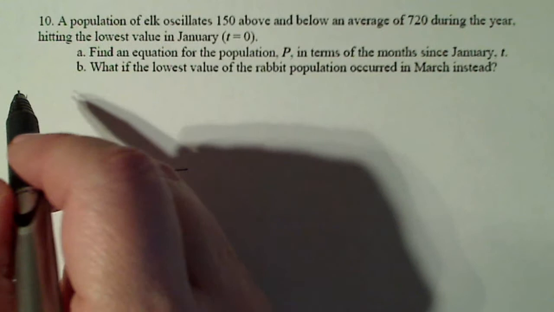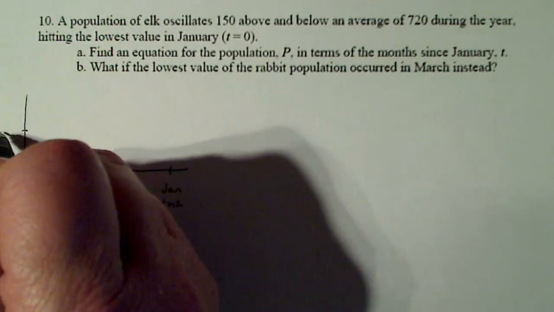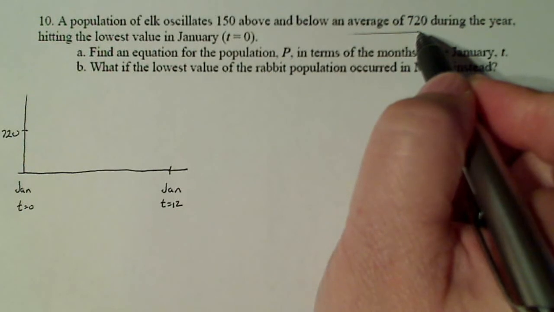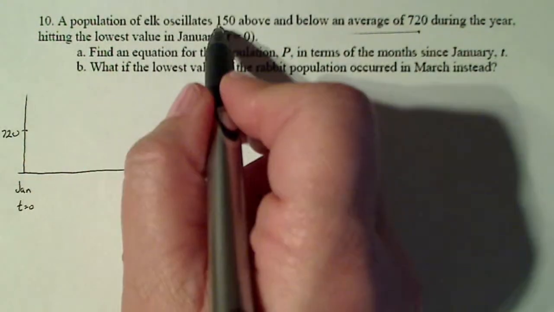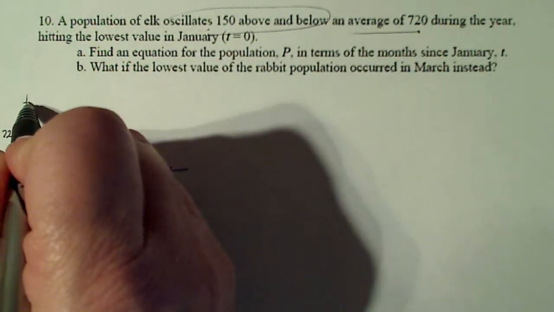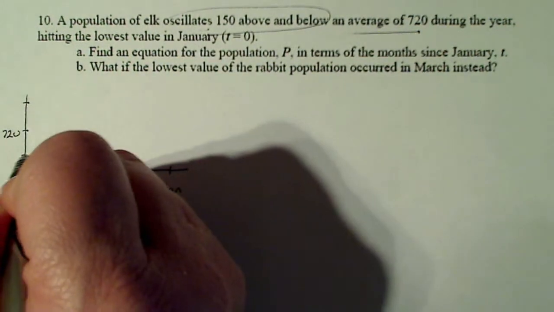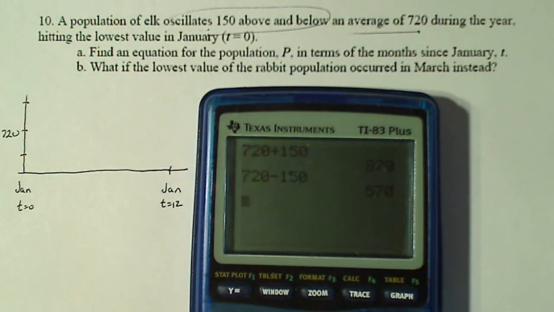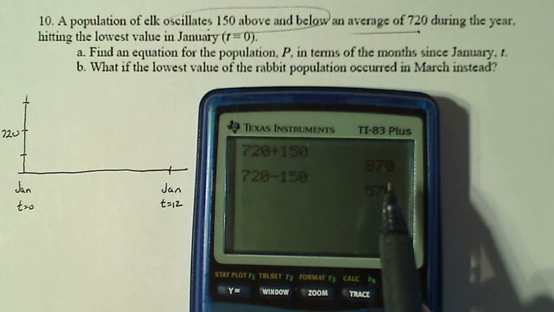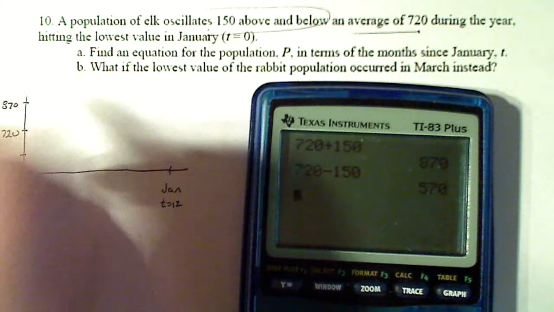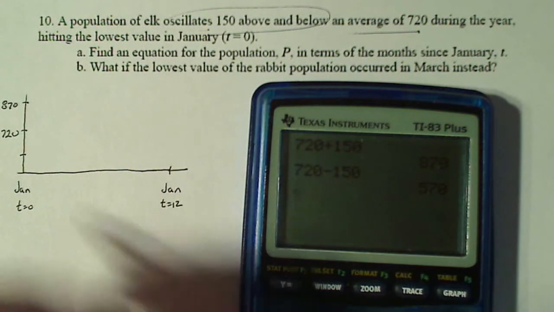Now, my midline is at 720 because that's the average during the year. And it oscillates 150 above and below. So 720 plus 150 is this high point, and 720 minus 150 is the low point. 720 plus 150 is 870. And 720 minus 150 is 570.